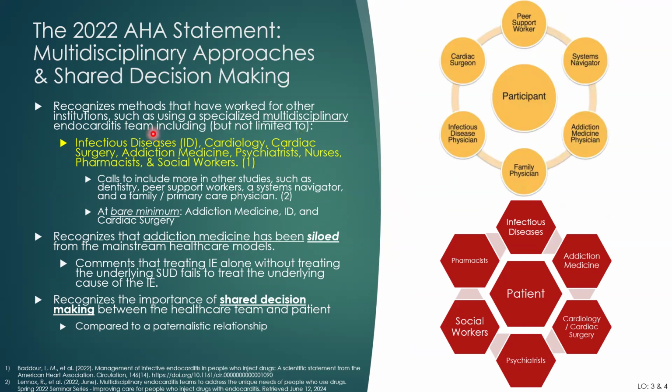They recommend infectious diseases, cardiology, cardiac surgery, addiction medicine, psychiatrists, nurses, pharmacists, and social workers. There have been calls to include more staff as well, such as dentistry, peer support workers, systems navigators, etc. But at the bare minimum, they recommended addiction medicine, ID, and cardiac surgery.